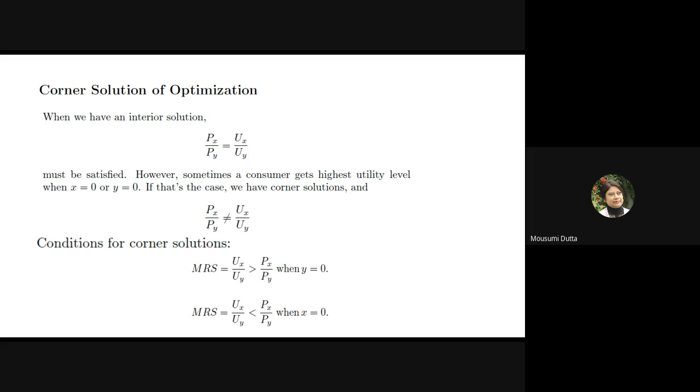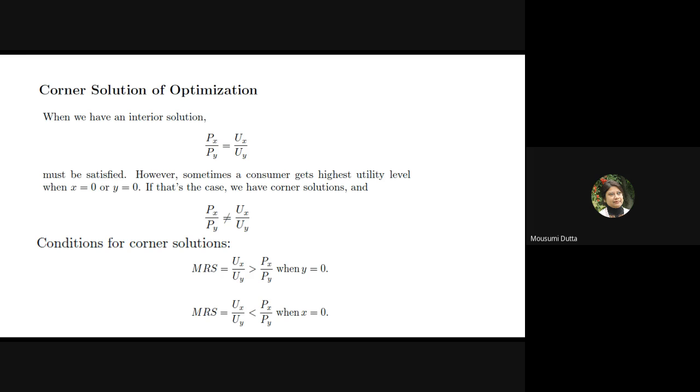At the end, the consumer will stop when Y is equal to 0, because that is a point along the axis. I will not be able to go beyond that. I will not be able to increase my consumption of X beyond that, because in that case Y will become negative. A negative amount does not make any sense, so I have to stop there.